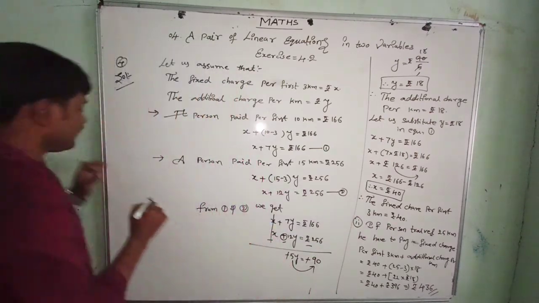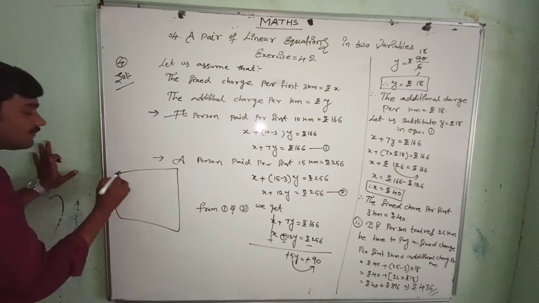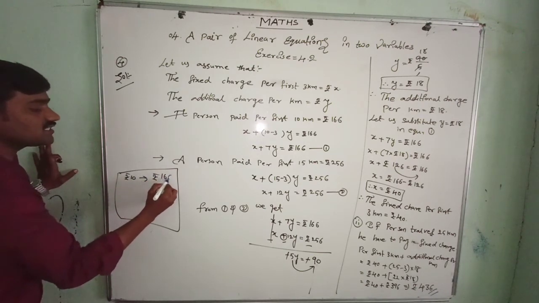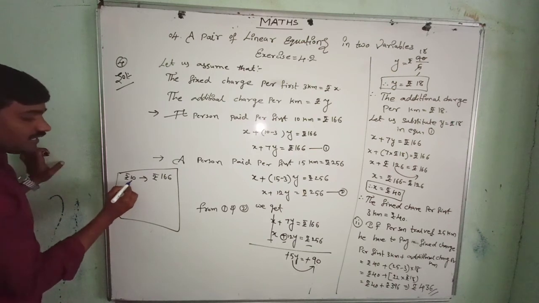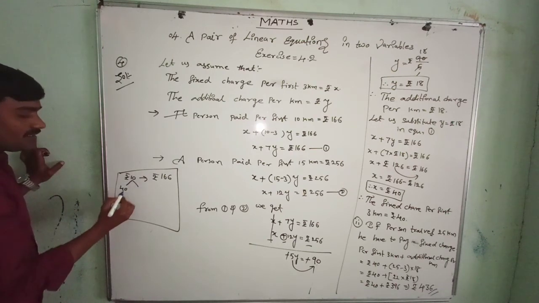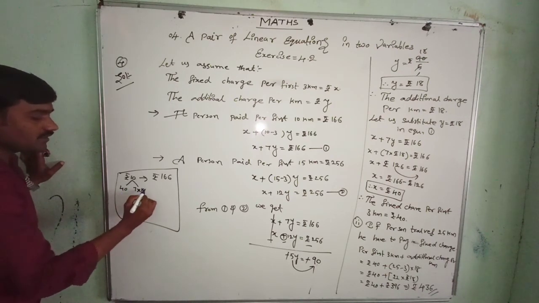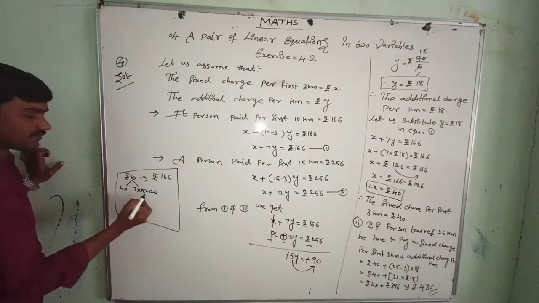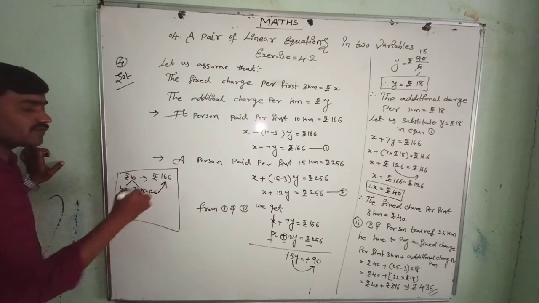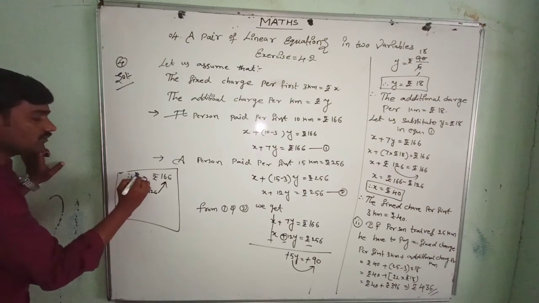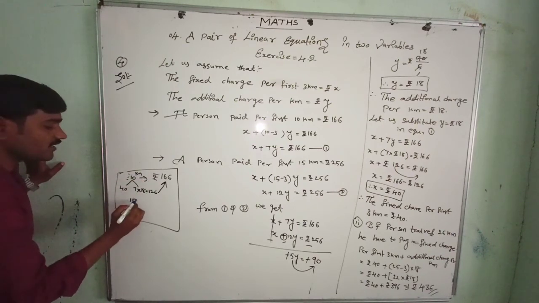Let us balance this. He traveled 10 kilometers, so how much did he pay? Rupees 166 he paid. In 10 kilometers, first 3 is 40 rupees. For the next 7 kilometers, each kilometer is 18 rupees. So 40 plus this 126 will be equal to 166.